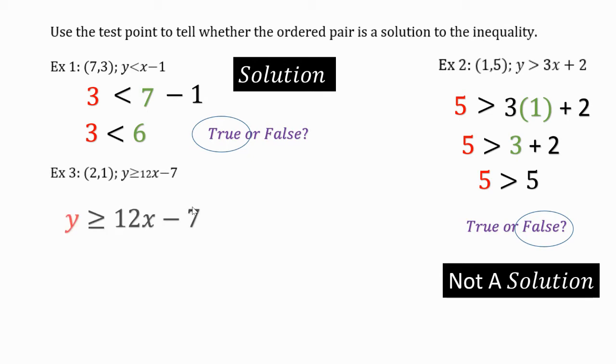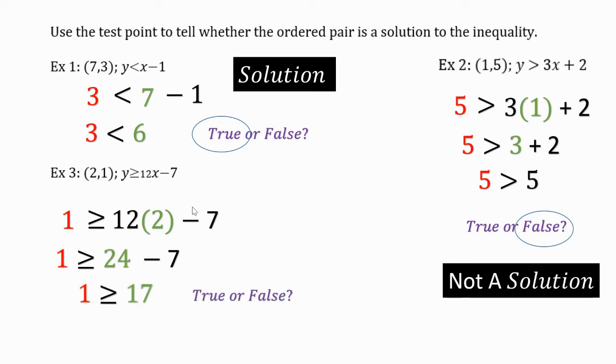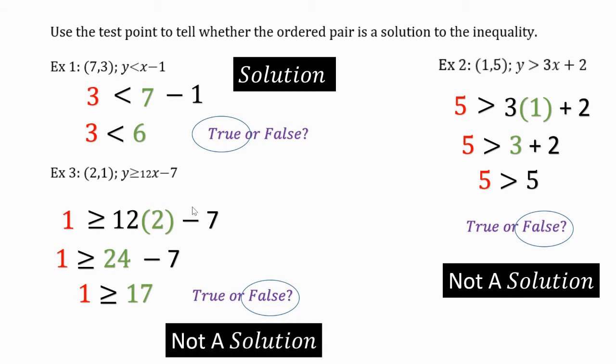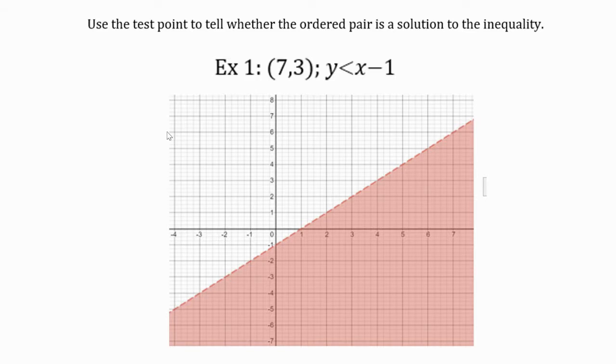One more. If we take this inequality and we take the point 2, 1, I'm going to plug in the 1 and the 2. 12 times 2 is 24. 24 minus 7 is 17. Is this a true or false statement? Is 1 greater than or equal to 17? And that is false. Since it's false, then that point would not be a solution. So one way to check for solutions is to evaluate. Plug in the x and y and check to see if the result is true or false.